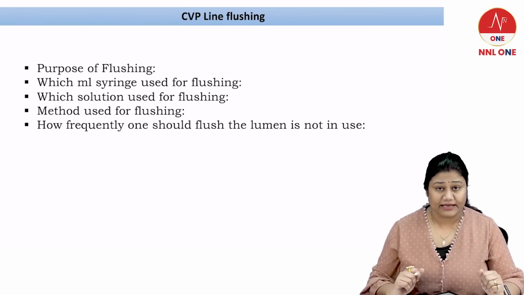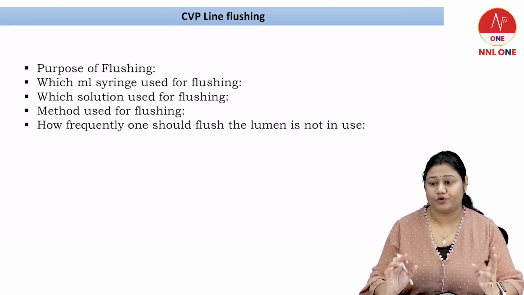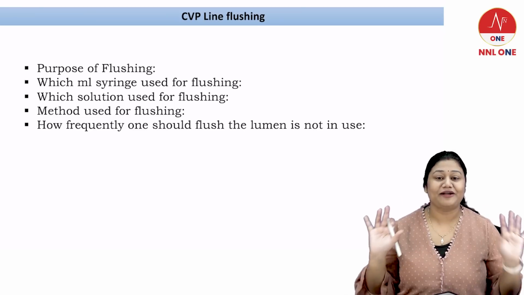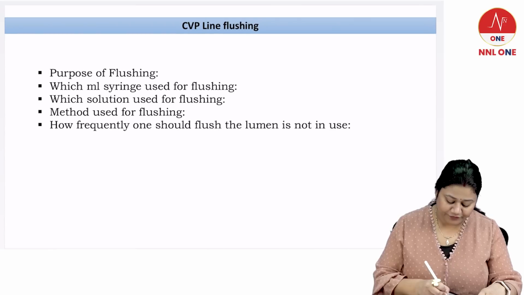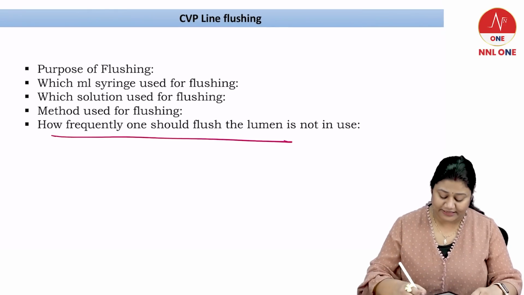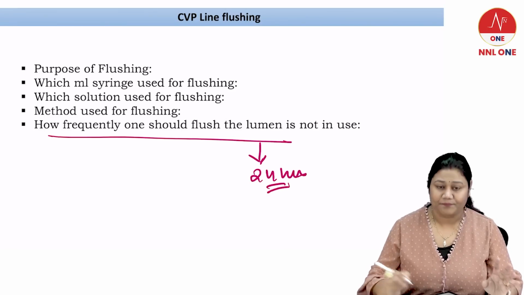The clot formation can occur, right? Normal saline, the standard practice says that normal saline we have to use. We don't have to go with the heparinized flushing solution unless it is advised by the doctor, right? How frequently one should flush? If any of the lumen is not in use, then you make sure to flush the line once in 24 hours, right?